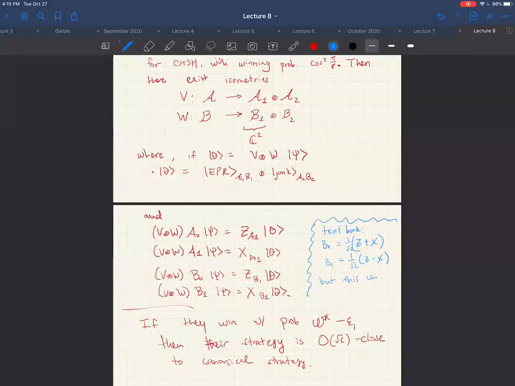Okay. So yeah, that's a good question. So there's two ways of thinking about what the textbook strategy is. One is the one that you saw where they share the EPR pair, but Alice and Bob's operators look a little different. The other way is to think of it here, where Alice and Bob both apply Z and X, but the state that they share is a slightly twisted version of the EPR pair. It's the EPR pair where Bob's side has an additional unitary.